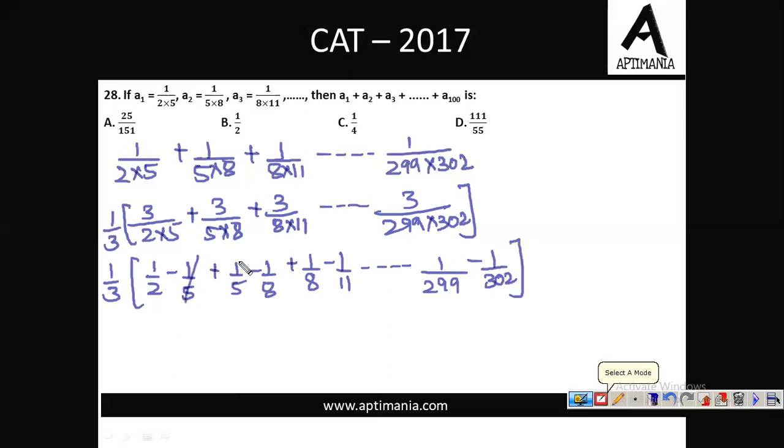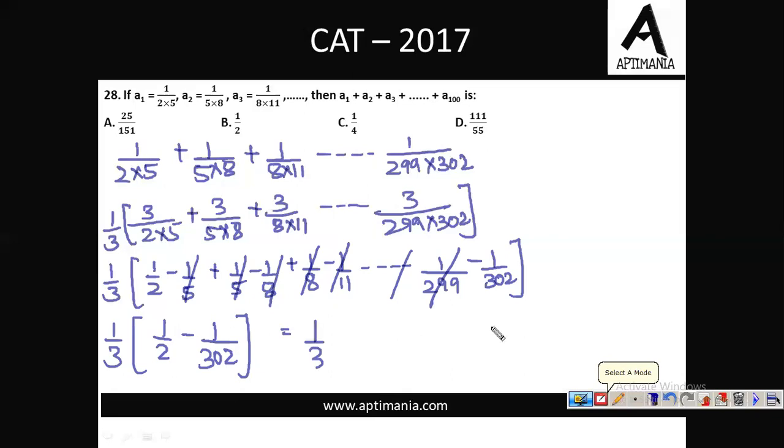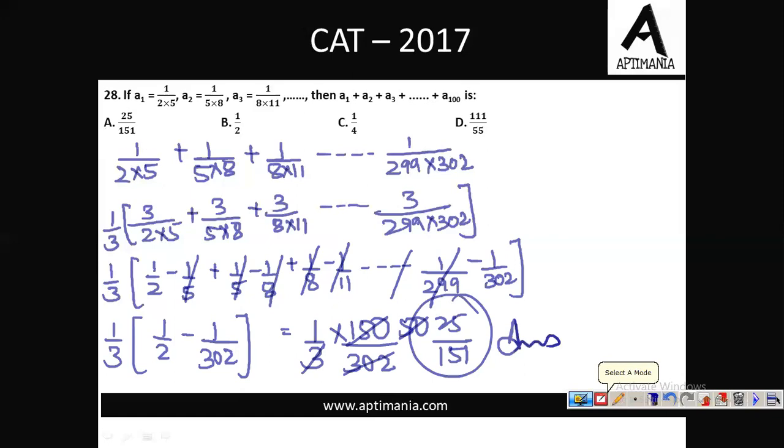Now, if we observe it clearly, alternate terms will get cancelled out, everything will get cancelled out. We will be left with 1 by 3 into 1 by 2 minus 1 by 302, which on solving will give us 1 by 3 into 151 minus 1, that is 150 upon 302, will be the correct answer. On cancelling, this is 1, this will be 50. On cancelling by 2, this will be 25, and this will be 151. So 25 upon 151 will be the correct answer for question number 28. Option A is the correct answer.